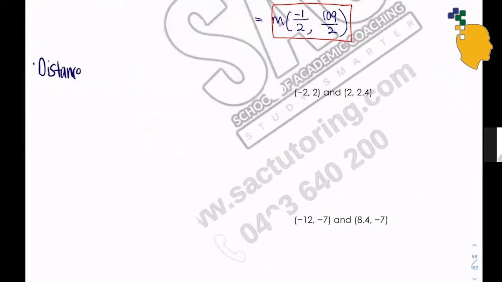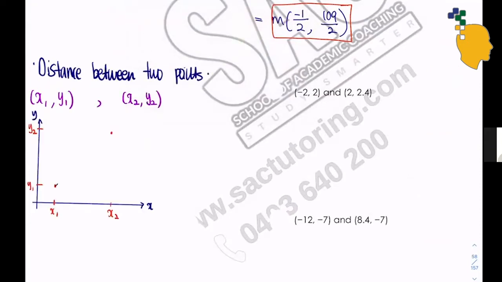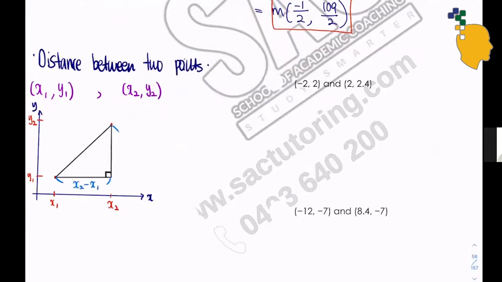Let's move on to the distance between 2 points. So again, we got 2 points here, x1, y1, x2, y2. And I'm going to draw a right angle triangle so that we can find the distance using Pythagoras Theorem. So Pythagoras Theorem is c squared equals a squared plus b squared. So c will be the distance that we're trying to find as it's the hypotenuse.